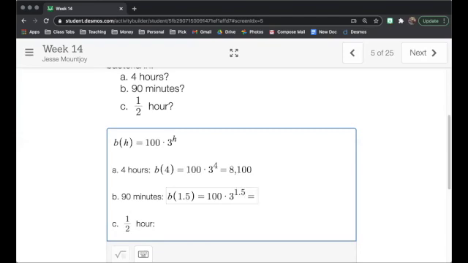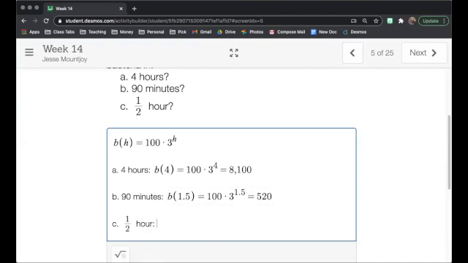And so I'm going to do 3 raised to the 1.5 times 100. And so after about an hour and a half, I'm going to end up with 519.6 bacteria. 0.6 doesn't make sense, so I'm going to round up to 520. Okay, so there's 520 bacteria in our Petri dish after an hour and a half.